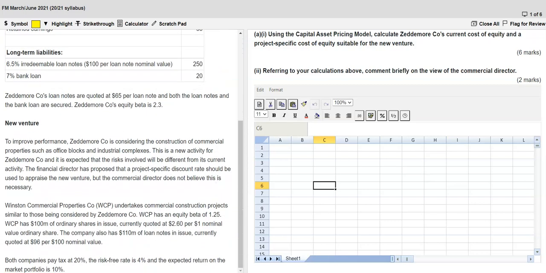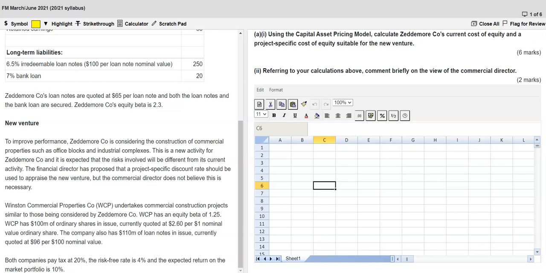New venture. To improve performance, Zeddemore company is considering the construction of commercial property such as office blocks and industrial complexes. This is a new activity for the company, and it is expected that the risk involved will be different from its current activity. So you need to identify a proxy company. You will ungear the beta of the proxy company and then regear it with your own gearing. The financial director has proposed that a project specific discount rate should be used to appraise the new venture, but the commercial director does not believe this is necessary.